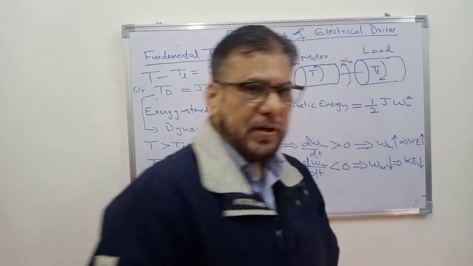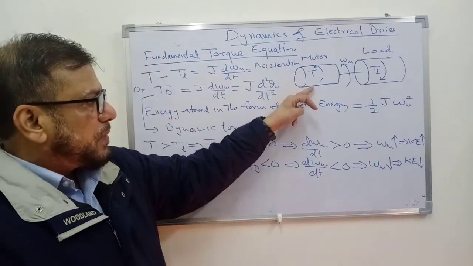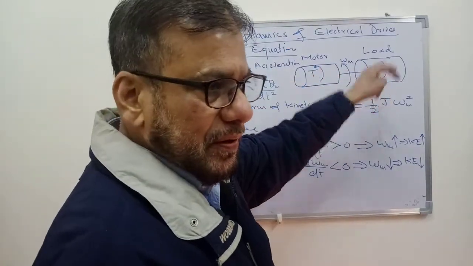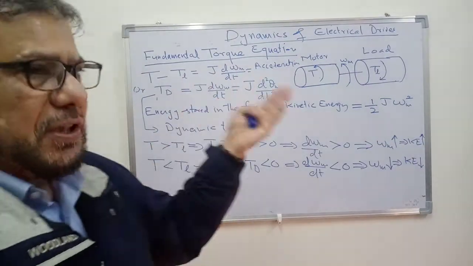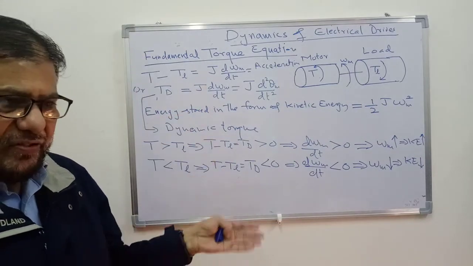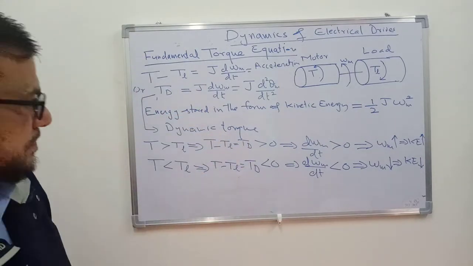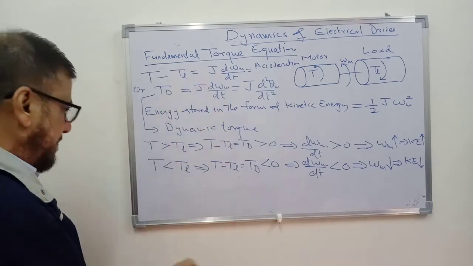So this will also decrease. Whenever the motor torque becomes less than the load torque, the motor's speed will decrease. Energy stored in the mechanical system, that is the kinetic energy, will be released. It will decrease. So this is the dynamics equation, the dynamics of the system.